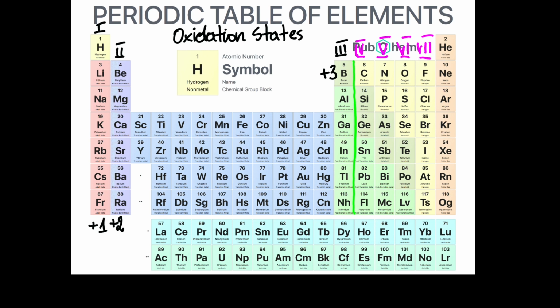For 4A, it's +4, +2, and -4. For 5A, it's +5, +3, and -3. For 6A, it's +6, +4, and -2. And lastly, 7A has a lot of positive oxidation states: +7, +5, +3, +1, and the negative oxidation state is always -1. Let's mention some exceptions that reside in A group.